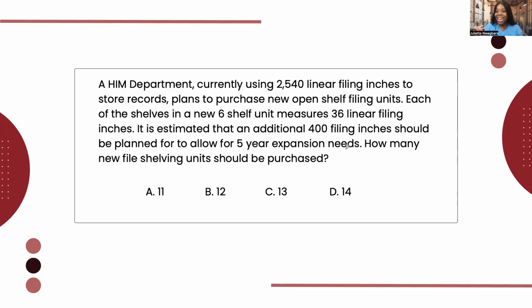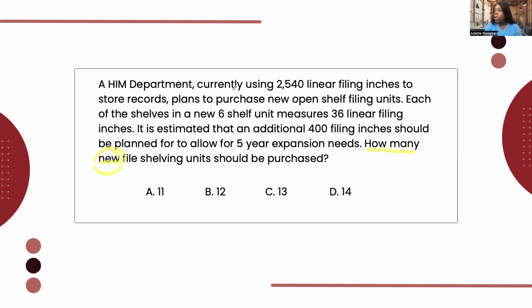That's a lot of information. So I don't want you guys to get confused. On test day, when you're seeing questions like this, take your time and break it down. It looks scary, but I promise you it's simple math, and we're going to go through it right now. So let's highlight things that matter. First off, what are we trying to figure out? This is the main question: how many new, keyword here, new file shelving units should be purchased? How many?